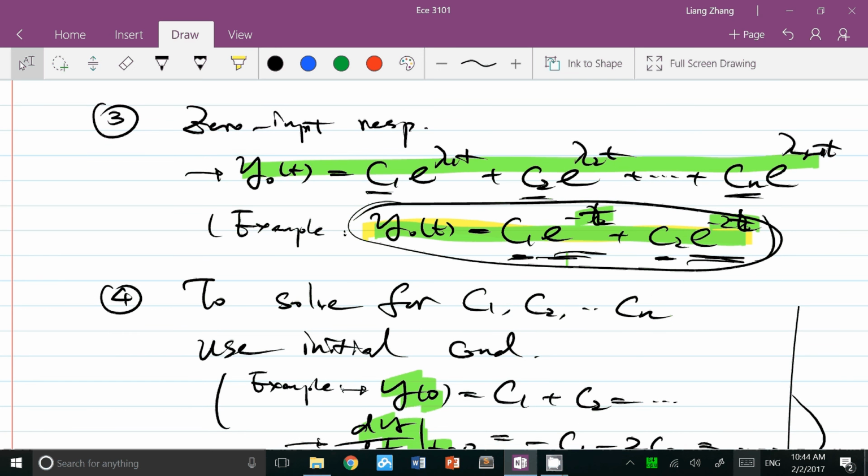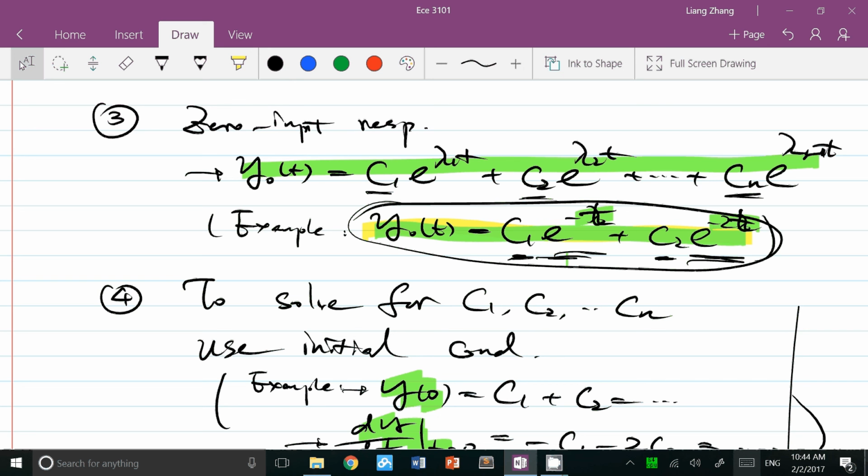Then if all roots are distinct and real, you'll be able to express the zero input response in a simple form: the sum of a bunch of exponential signals. If the roots are repeated or complex, you have other ways to handle them. You have two examples in the textbook, and in the homework this week, you will be asked to do this by yourself.